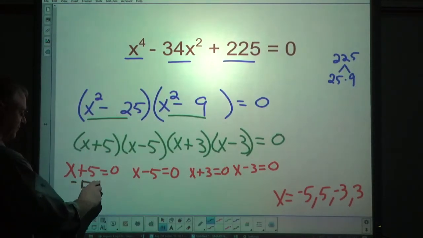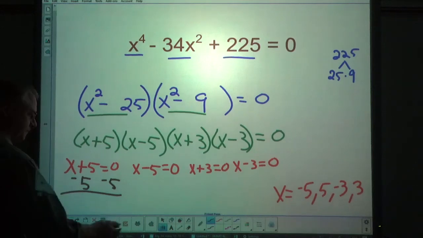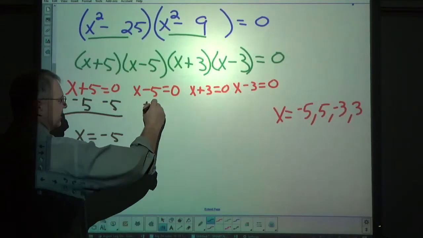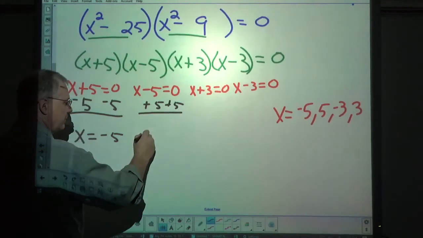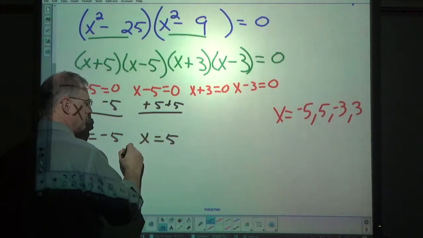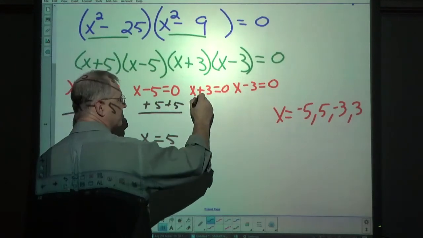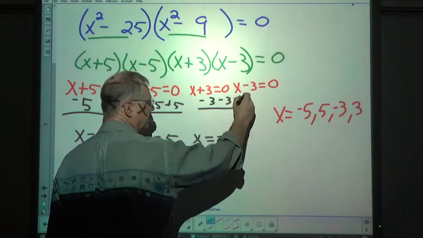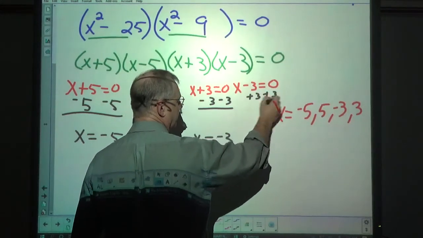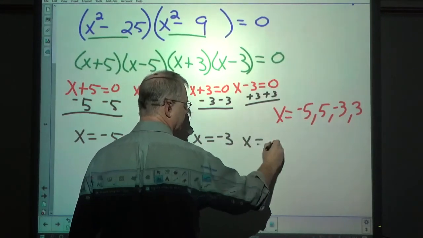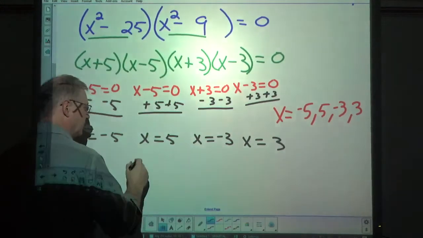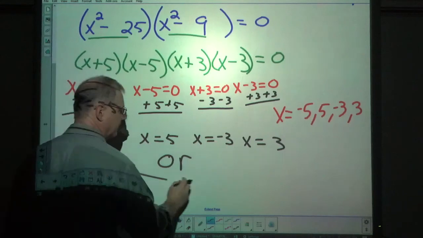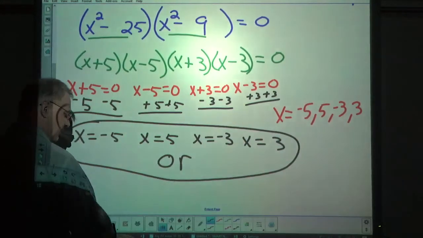Subtract 5 from both sides. X is negative 5. Add 5 to both sides. X equals 5. Subtract 3. X equals negative 3. Add 3. X equals positive 3. And we could just put one big OR for all of that. And that would be your answer.